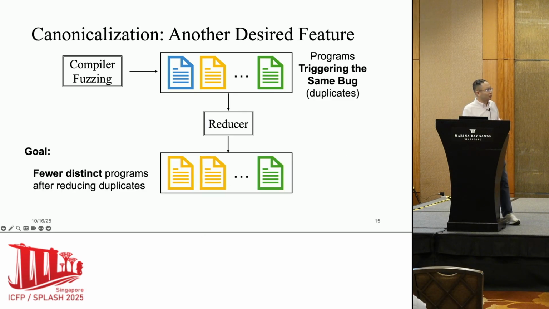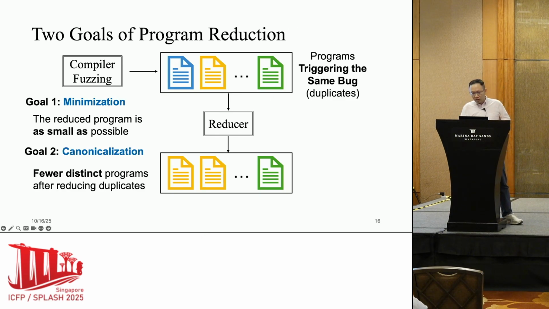So what we can do instead is try to increase the level of canonicalization as much as possible. For example, given such a list of bug-triggering programs, we aim to make the reducer produce as few distinct programs as possible. This is the best thing we can do. In summary, there are two goals in program reduction: one is minimization, and one is canonicalization. The first goal has been explored a lot in the last 20 years. In this work, we want to do more for the second goal, to help existing language-agnostic program reducers better achieve canonicalization.